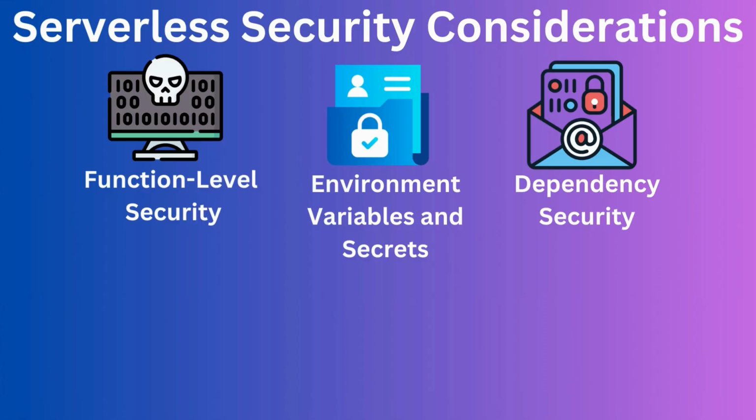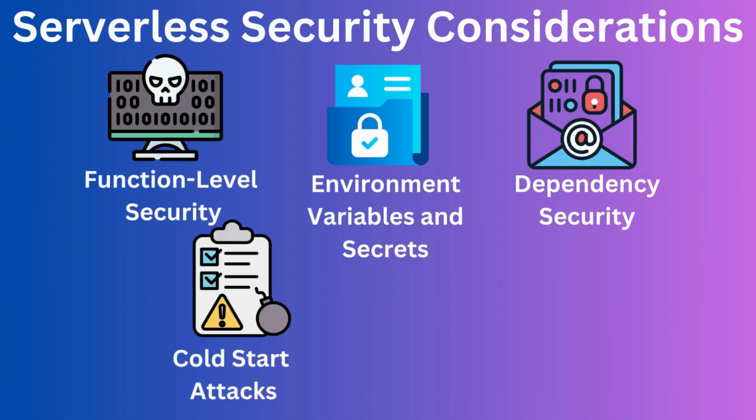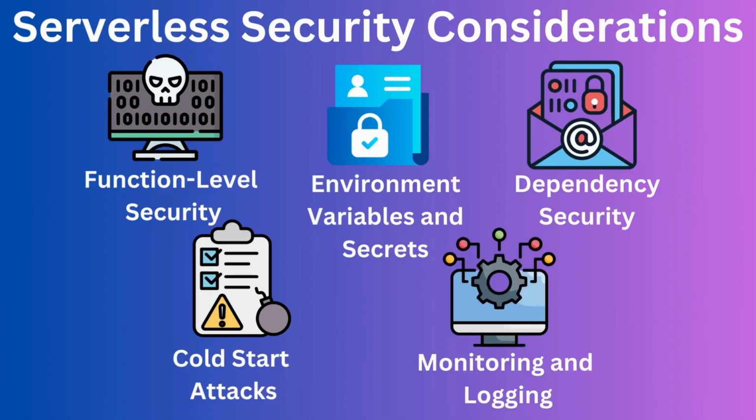Dependency security. Regularly review and update dependencies in your serverless functions to patch known vulnerabilities. Use dependency scanning tools to automate this process. Cold start attacks. Be aware of the potential cold start attacks where the initial invocation of a serverless function may be slower. Implement appropriate security controls and timeouts to mitigate these risks. Monitoring and logging. Implement robust monitoring and logging for serverless functions to detect and respond to security incidents. Use cloud-native tools or third-party solutions for comprehensive visibility.